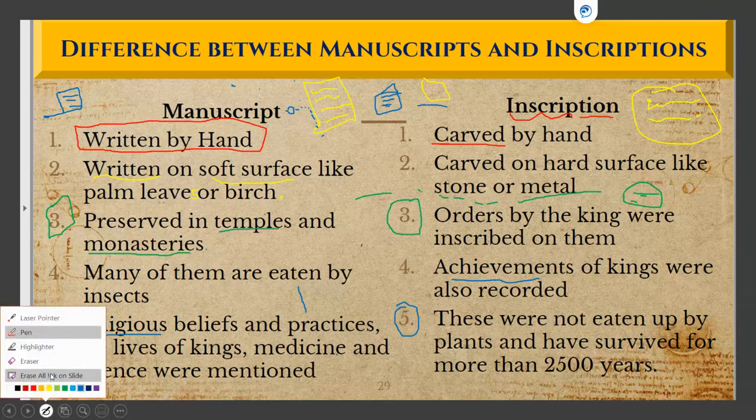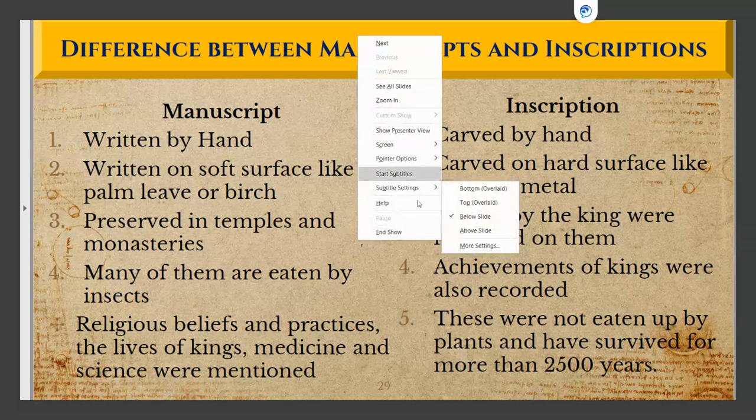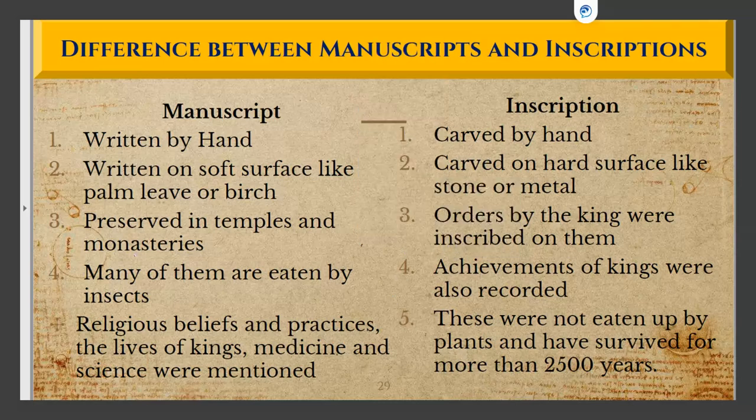So let's summarize. First point of difference: manuscripts were written by hand, inscriptions were carved by hand. Manuscripts were written on soft surfaces like palm leaves or birch. Inscriptions were carved on hard surfaces like stone or metal. Preserved in temples and monasteries, orders by the king were inscribed on them. Many manuscripts are eaten by insects.